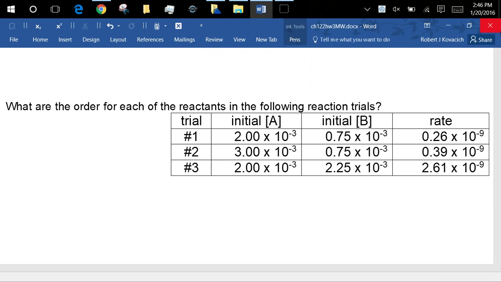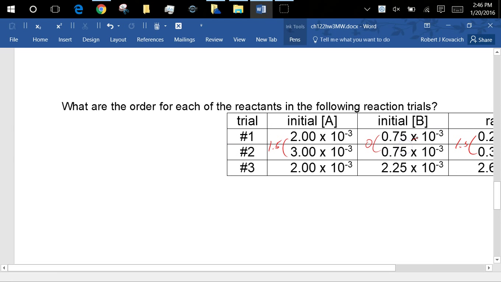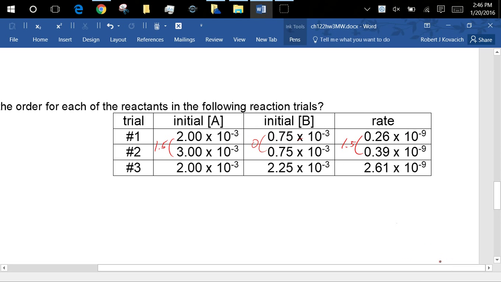How about for this one? So that goes up by 0. What's this go up by? Is everybody okay with that? It's not by how much it goes up by, it's by what factor it goes up by. So if I take 2 and multiply it by 1.5, I get 3. So then how much does this change? Also 1.5. If I take that 0.26 times 10 to the negative 9th and multiply it by 1.5, I get 0.39 times 10 to the negative 9th. Okay, so that makes A first order.